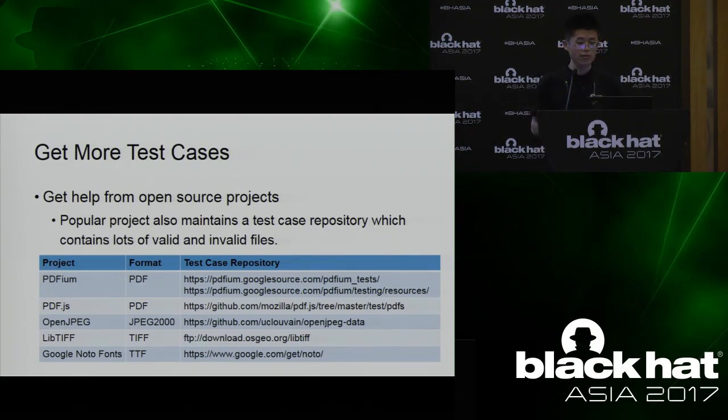Alternatively, we can get help from open source projects, because popular projects also maintain a test case repository which contains lots of valid and invalid files. This table shows us how to find PDF documents, JPEG 2000 images, TIFF images, and TTF fonts. If you want to find some samples of JPEG 2000 images, you may not be able to get lots of samples from search engines, but you can get about 200 from the OpenJPEG repository.